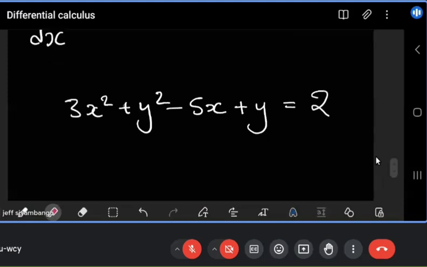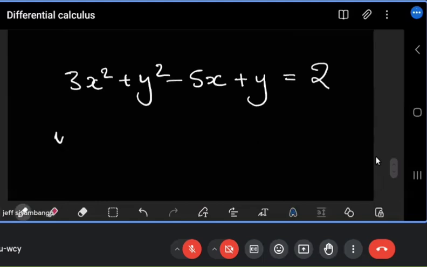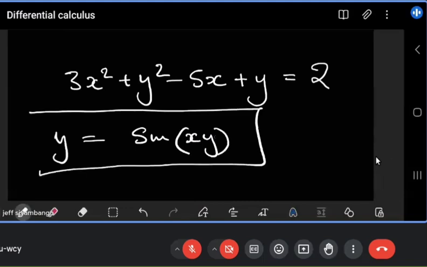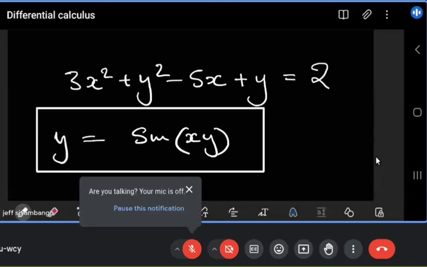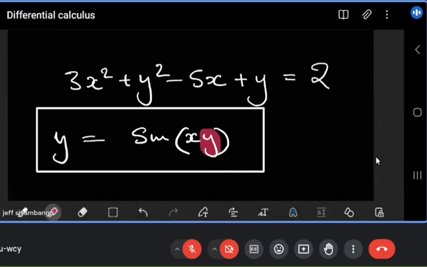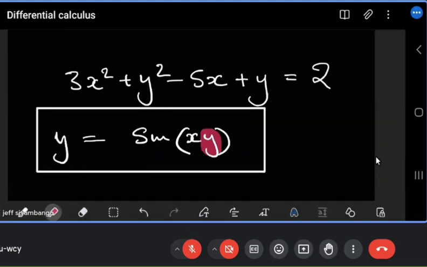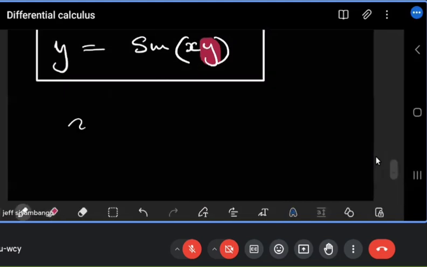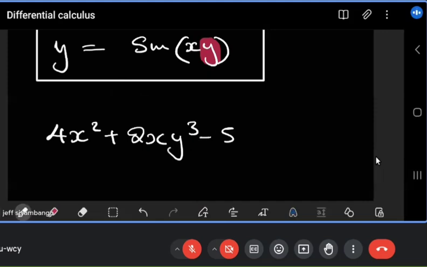For such functions, maybe sometimes you even have y is equal to sine of xy, something like this. Again, this is a difficult situation where making y the subject of the formula will be tricky. Here you have y, which is an argument of a sine there, so this is going to be rather difficult to handle. Another one I can present is, let's say you have 4x squared plus 2x, then here you have y to the power 3, and then you have 5y squared is equals to 0.